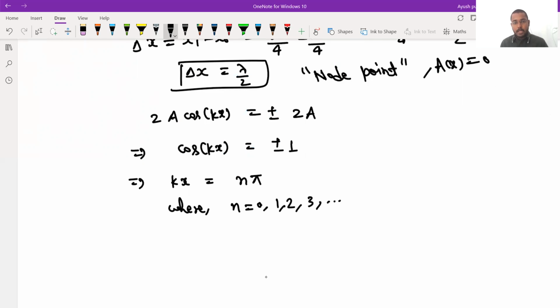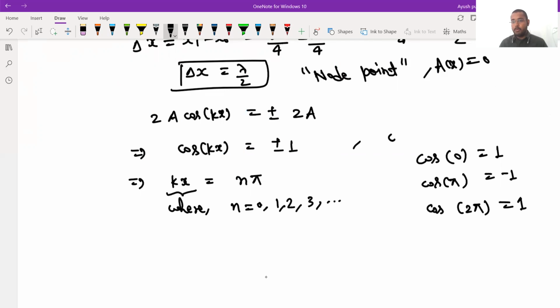If I put n equal to 0, kx will be 0, and if kx is 0, the cos value will be 1, right? If I put n equal to 1, kx will be pi, and then cos will be -1. So cos 0 is 1, cos pi is -1. If I put n equal to 2, then kx will be equal to 2 pi, so cos 2 pi is again 1. So yeah, that's what we want: the cos value we want is ±1, and it is giving ±1.